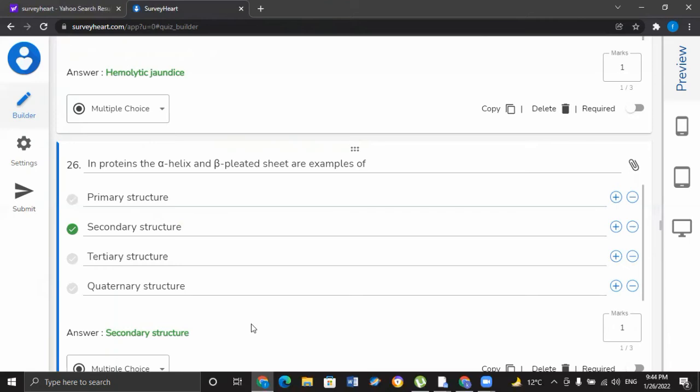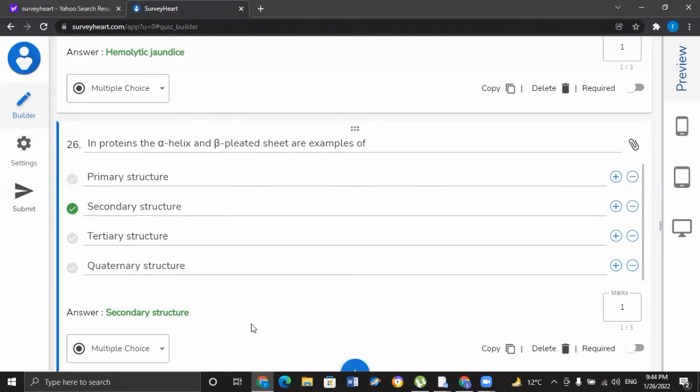And when we talk about quaternary structure, non-covalent interactions are present in them. So the correct option for MCQ number 26 is B, secondary structure.